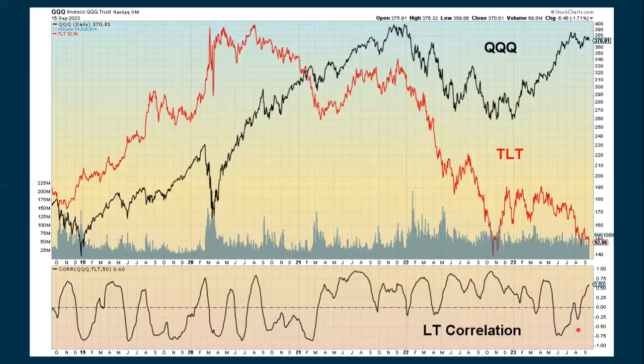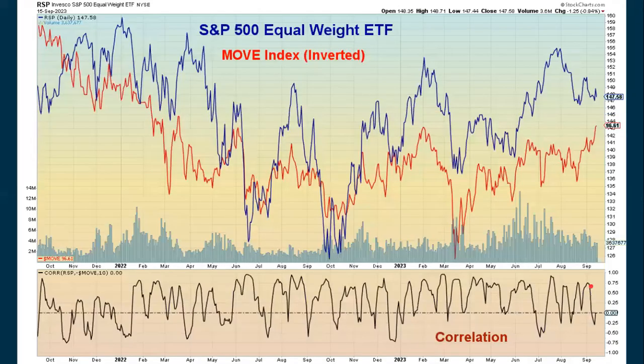Then we look at a ratio between the Qs and the long-term bond ETF. They are having a tendency to go in the same direction. Stocks have been under pressure. Bond prices have been under pressure. They both have been going down, so this relationship has been going up. And then we look at the equal weight S&P 500 and then an inverted version of the MOVE index. It's not really telling us anything right now.